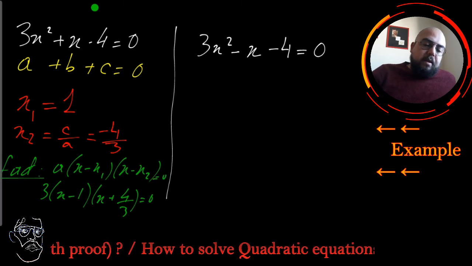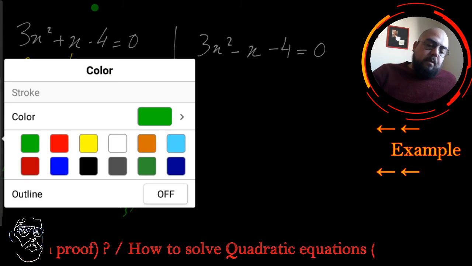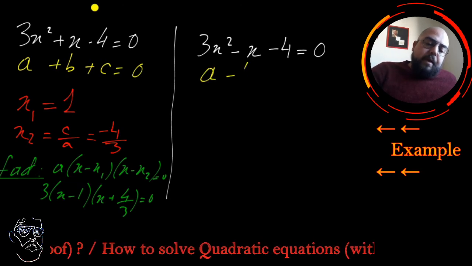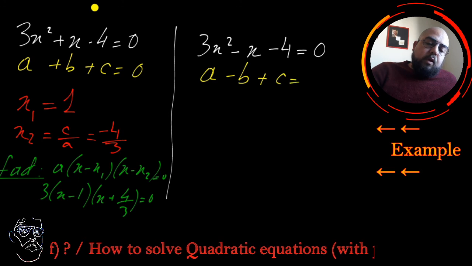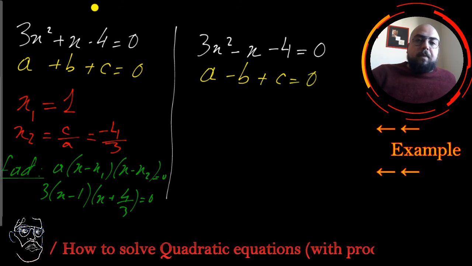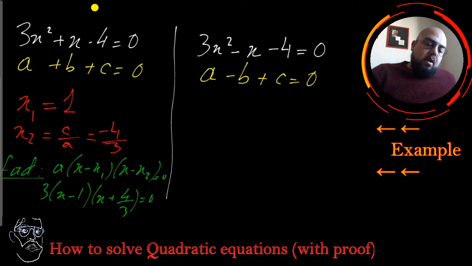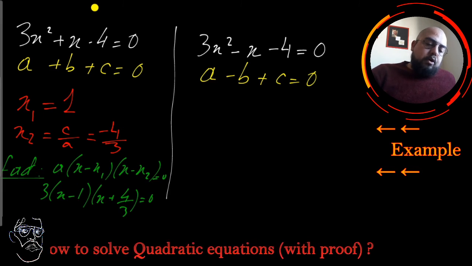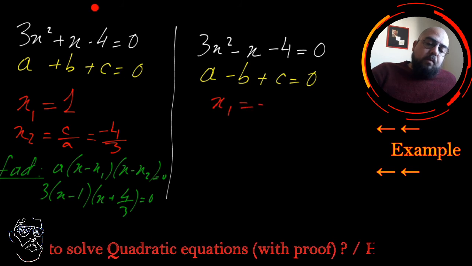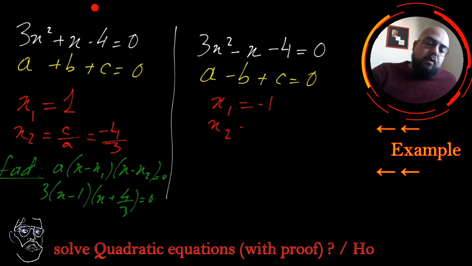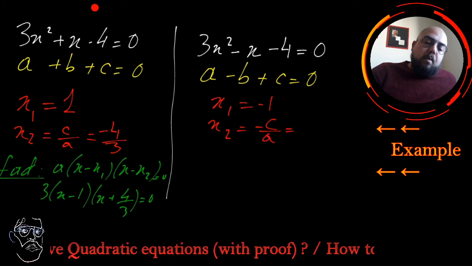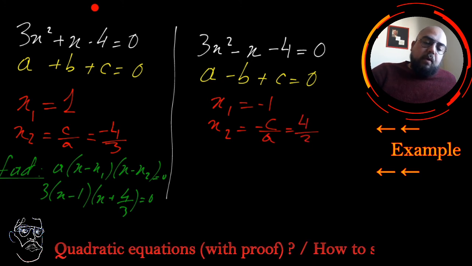Now, what about the second example? We have a minus b plus c, which is equal to 0. So 3 minus minus 1 is 3 plus 1. 4 minus 4 is 0. So we can say that one of the roots is x1 is equal to minus 1. As for the second one, x2 is equal to minus c over a. Minus c over a, it will be minus minus 4 is 4 over 3.